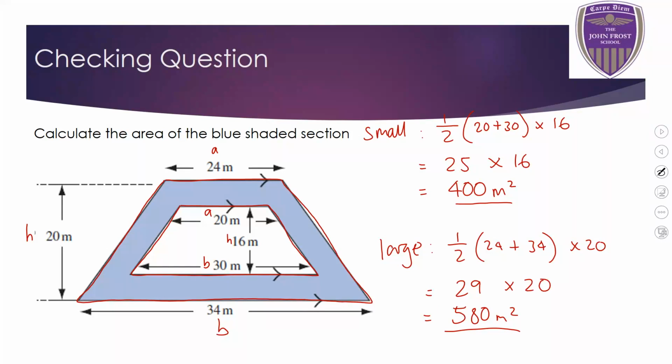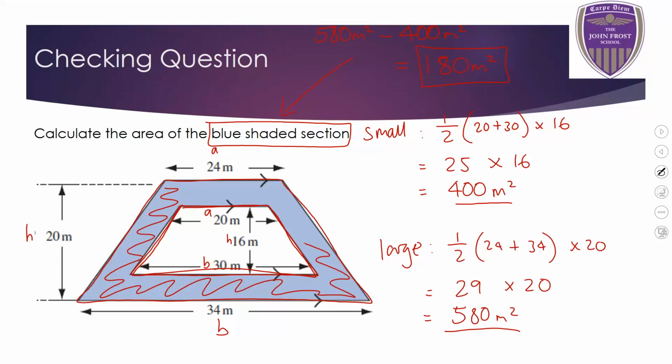So that means the area of just the blue shaded section, which is what the question is asking for, is taking those two away from each other. 580 meters squared minus 400 meters squared equals 180. So just a little bit more thinking, that's all: work out the large one, work out the small one, and then take the small one away. Imagine you were taking this one out, then all that would be left would be this shaded section around the outside. Hope you find that easy to follow, and see you soon.